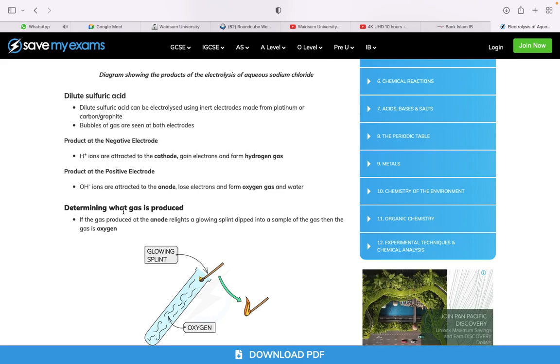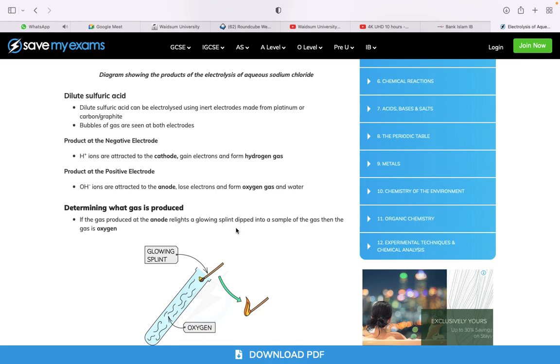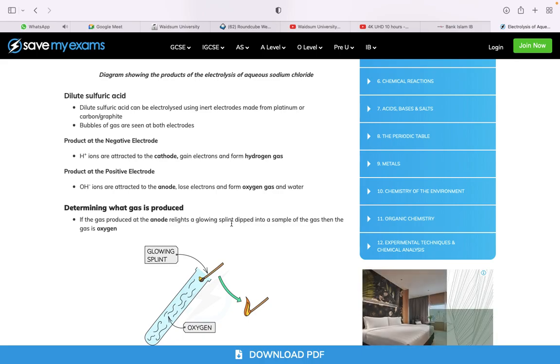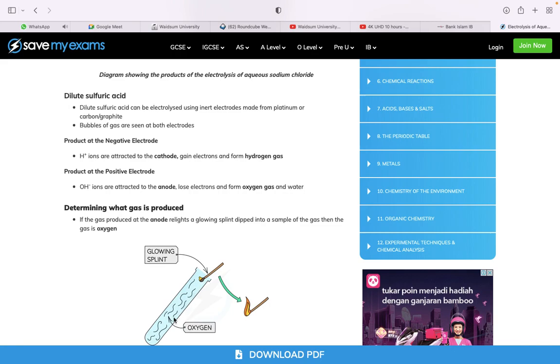Now let's take a look at determining what gas is produced. If the gas produced at the anode relights a glowing splint when a glowing splint is dipped into a sample of the gas, then the gas is oxygen. For the test, you put the gas in a tube, light a match or splint, and bring it close. If the burning increases from a little burning to more burning, then the gas here is oxygen gas. That's the test for oxygen gas.